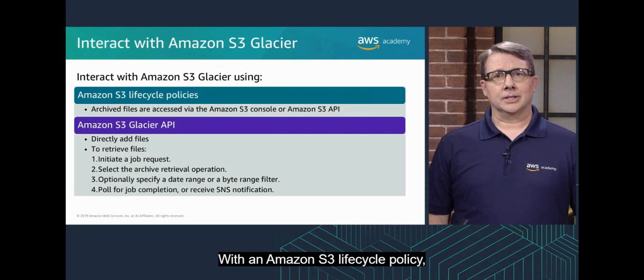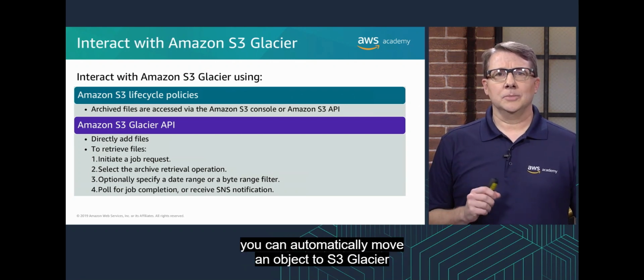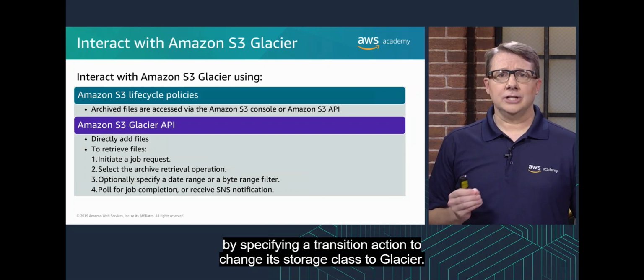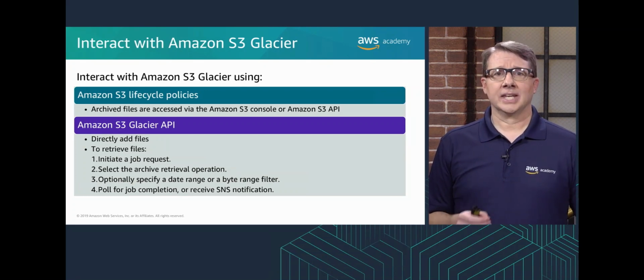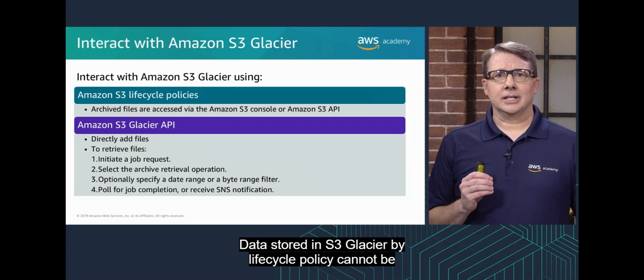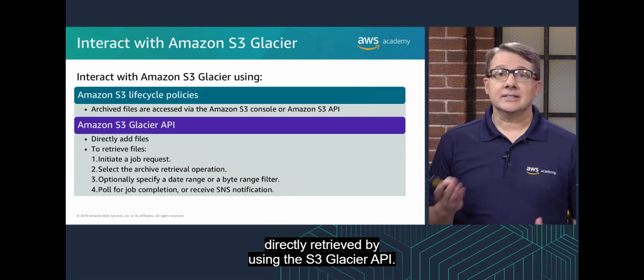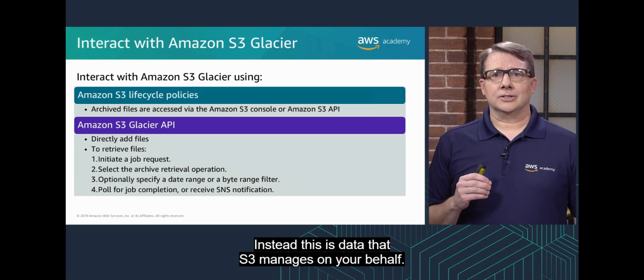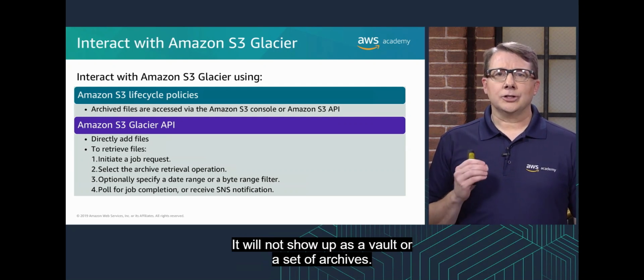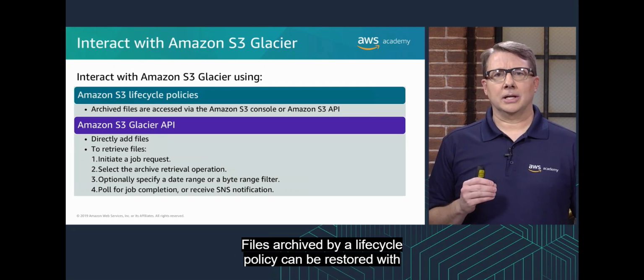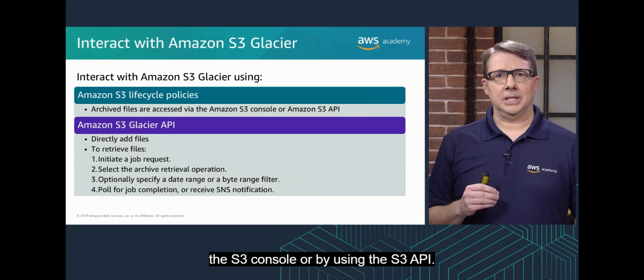With an Amazon S3 lifecycle policy, you can automatically move an object to S3 Glacier by specifying a transition action to change its storage class to Glacier. Data stored in S3 Glacier by lifecycle policy cannot be directly retrieved by using the S3 Glacier API. Instead, this is data that S3 manages on your behalf. It will not show up as a vault or a set of archives. Files archived by a lifecycle policy can be restored with the S3 console or by using the S3 API.